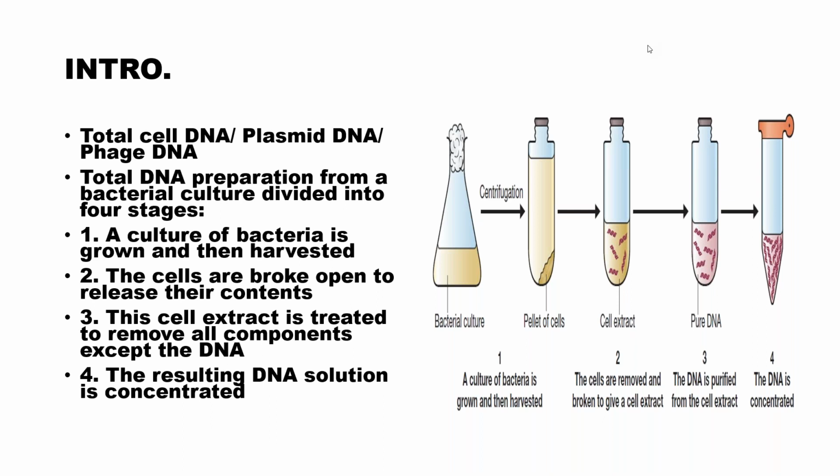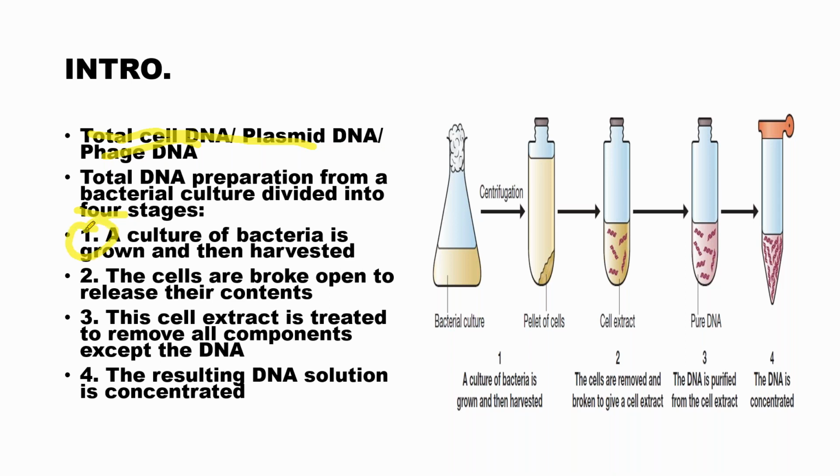Now, total DNA preparation from a bacterial culture is divided into 4 stages. Either it could be total cell DNA or plasmid DNA or phage DNA, as we have discussed. There are 4 steps actually. What are the steps? The first step.